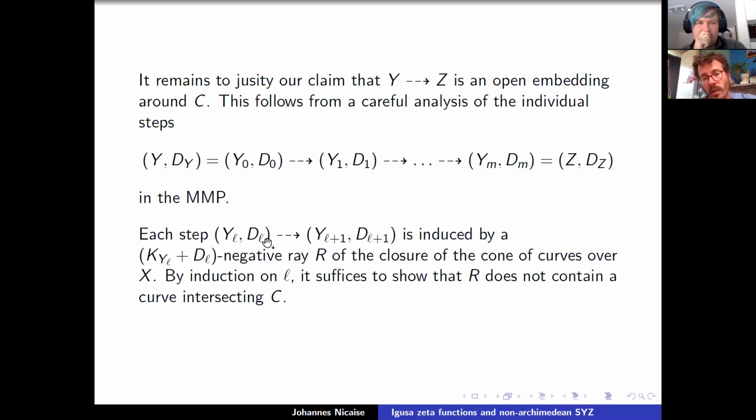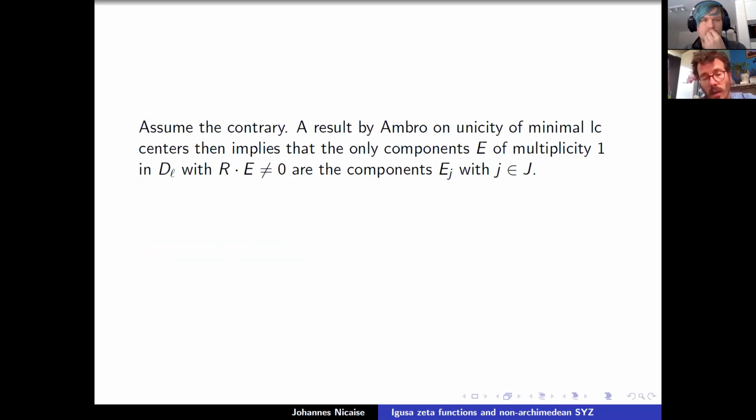And so by induction on L, it's enough to show that our extremal ray R does not contain a curve intersecting C. So we're not flipping a curve intersecting C, and we're not contracting a divisor intersecting C. So assume the contrary, and then the important result that we use is a result by Florin Ambro. It's a result about unicity of minimal log-canonical centers, which I won't explain here.